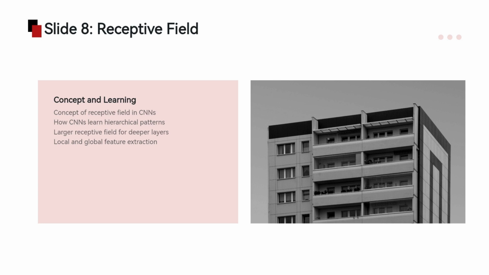This hierarchical learning process is one of the strengths of CNNs, as they can learn to detect simple features in the first layers and more complex features in the deeper layers. The receptive field increases as more convolutional and pooling layers are stacked, which allows the network to learn broader patterns and dependencies in the data. The idea of the receptive field is crucial in understanding how CNNs process and interpret spatial hierarchies in images.